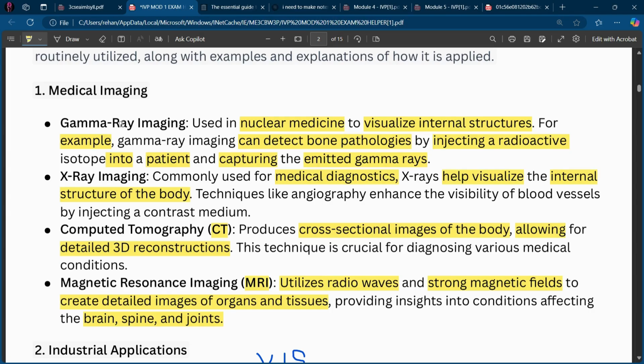understand its physiology. Then magnetic resonance imaging, that is MRI, it uses magnetic waves. So it creates a detailed image of the organs or tissues inside the body, and the main use is to study the brain, spine, and joints. So that was only medical, and this is industrial.